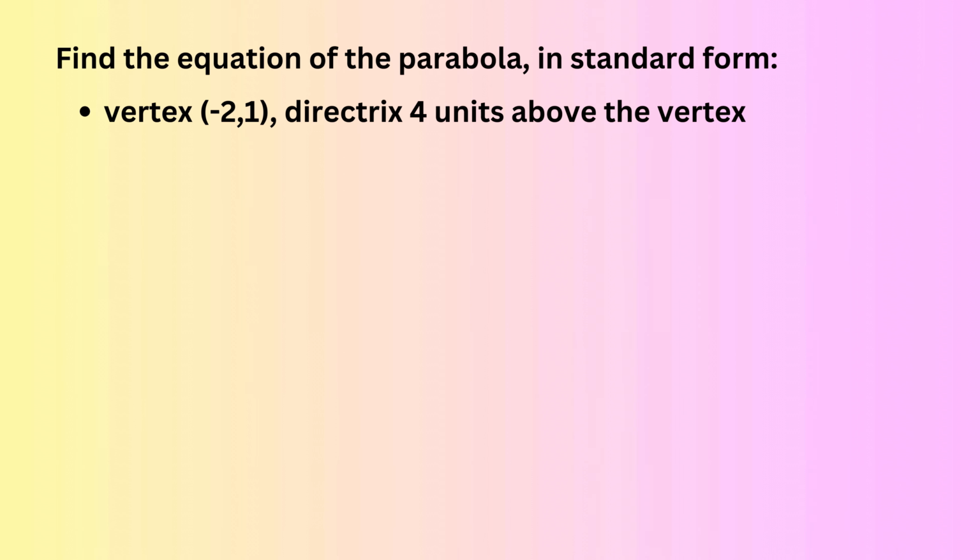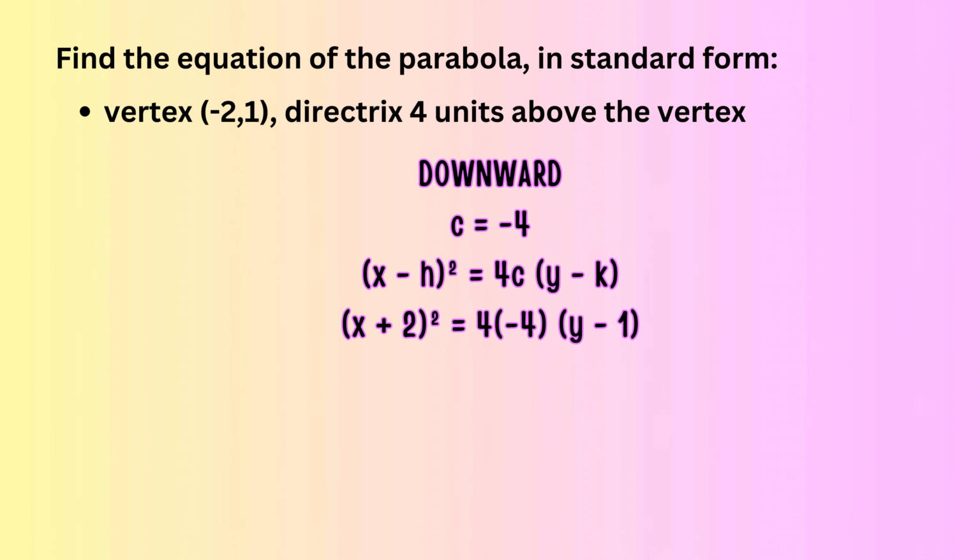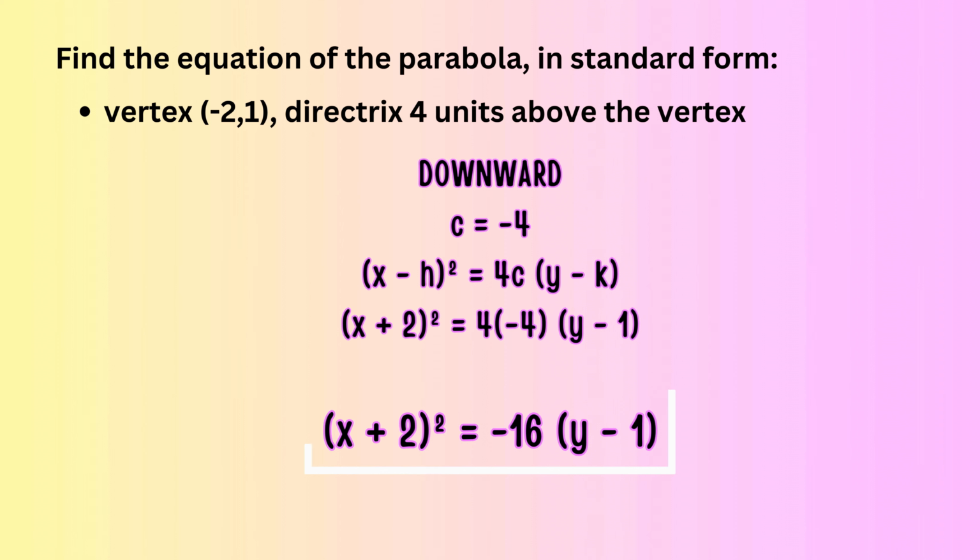Now, for the next problem, the vertex is already given, at (-2, 1). The directrix is 4 units above the vertex. We know that if the directrix is 4 units above the vertex, then the focus must be 4 units below the vertex. Hence, our c is -4, and the parabola opens downward. The standard form of the equation must be (x plus 2) squared equals 4 times -4 times (y minus 1), or (x plus 2) squared equals -16 times (y minus 1).